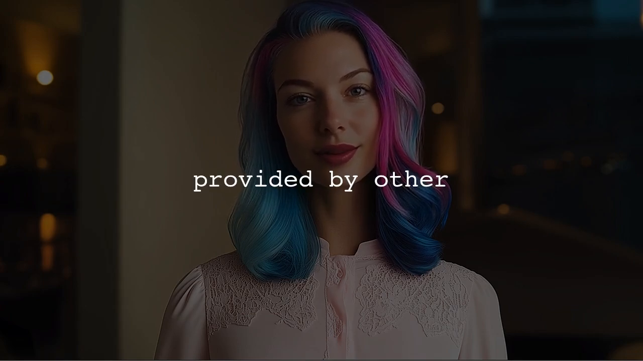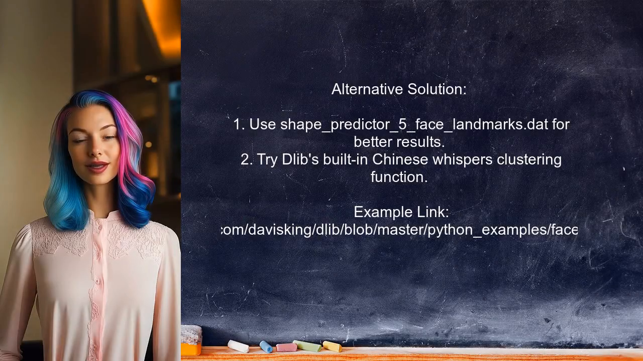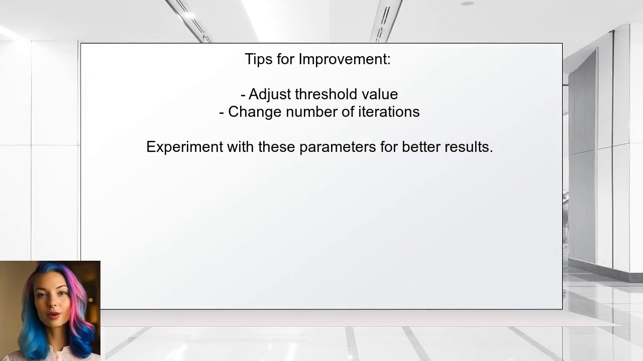Now let's look at the answers provided by other users. An alternative approach suggests using dlib's shape predictor with 5 landmarks instead of 64 for better clustering results. Additionally, the user recommends trying dlib's built-in Chinese whispers clustering function, which may yield improved outcomes. The user also mentions adjusting the threshold value and the number of iterations to potentially enhance clustering performance.